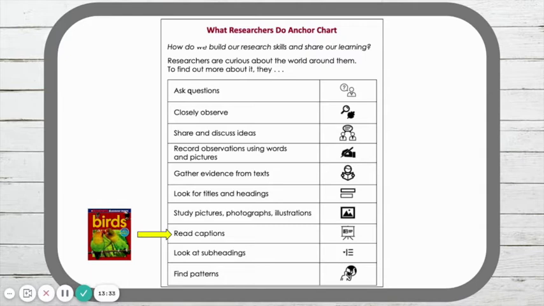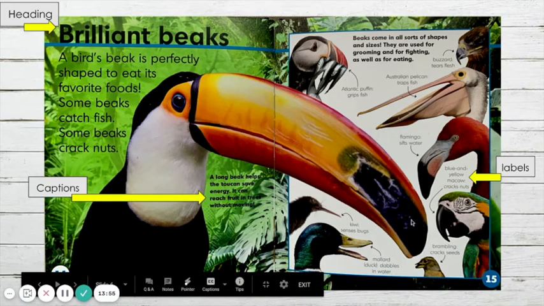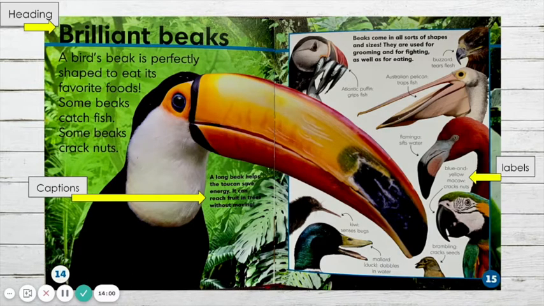That's right. The captions told us about the different types of beaks and what those beaks do. Good job, researchers. I want us to go back and let's look at page 15. Looking at page 15, can you answer some questions for me? Such as, how do some of the birds use their beaks to help them eat? Here's a hint. The labels will help you answer my question.